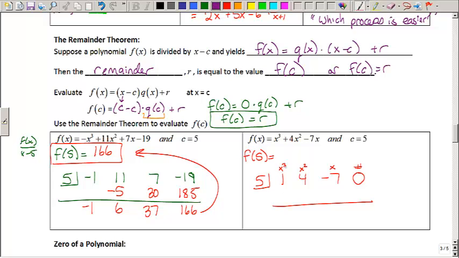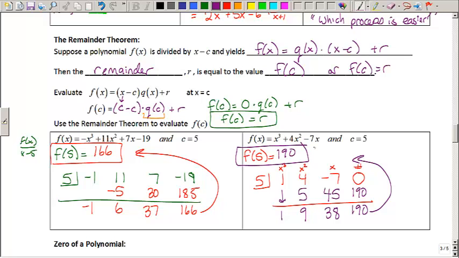So now that I have all of the terms from x cubed all the way down to the constant, I can finish the problem. Bring down the 1, multiply by 5, add down. Multiply 9 times 5 is 45, add down to get 38. Multiply 38 times 5, I'm getting 190. Add down, you get 190. This remainder is the same as evaluating f of 5 and getting 190.